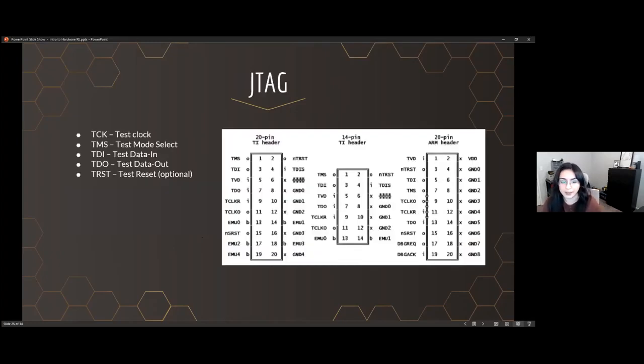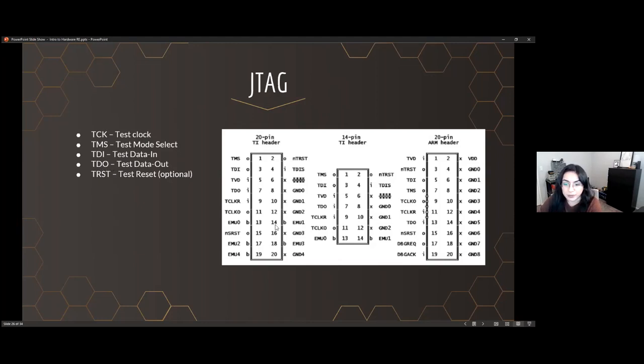Okay, JTAG. JTAG is used a lot for debugging. You can assume right off the bat, hey, this chip's not going to have JTAG. So the flash chip that we found earlier, that's not going to have JTAG. JTAG is something that's integrated in a chip itself. It's used for debugging, for interacting with that chip, for enumerating what the hardware is doing inside out to the developer. And so the core lines are the test clock, test mode select, test data in, and test data out. So it's really just four pins.